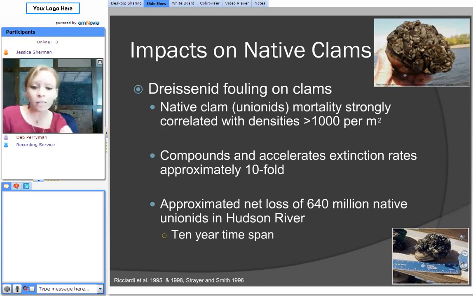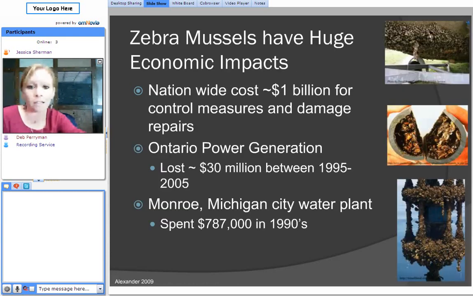So in a 10-year span, they approximated that there were nearly 640 million native clams killed in the Hudson River system just because of zebra mussels. So they're having huge ecological impacts. But we also see that zebra mussels have a huge economic impact. Nationwide, there's about $1 billion spent each year for control measures and to repair damages caused by zebra mussels.